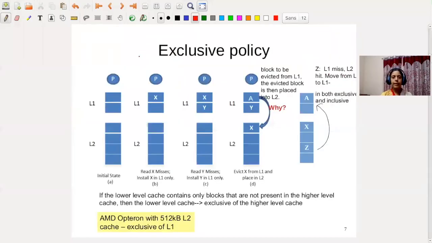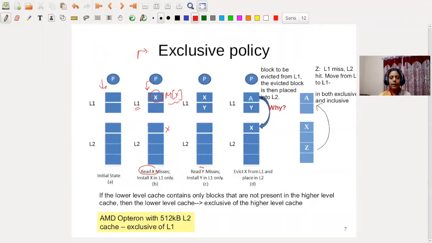So the next policy is the exclusive policy. So just the opposite of inclusive. So we start with the same initial state where there is nothing in the cache. We bring in X. So when you bring in X, of course, it is the data which corresponds to the address location X. So when you bring in that data into an exclusive cache, you bring it just into L1 and not into L2. And we bring it into L1 obviously because the processor has to access it faster, and therefore you bring all the data into L1 first.